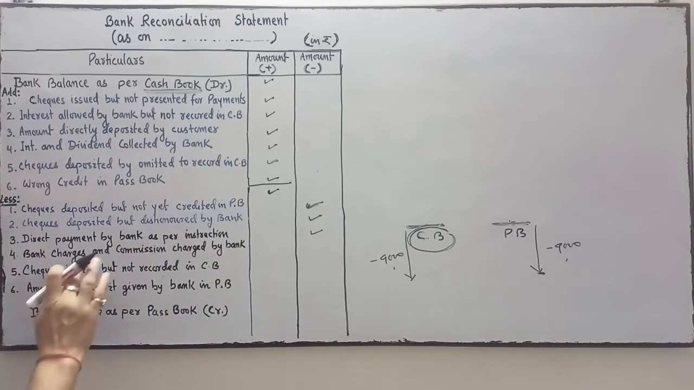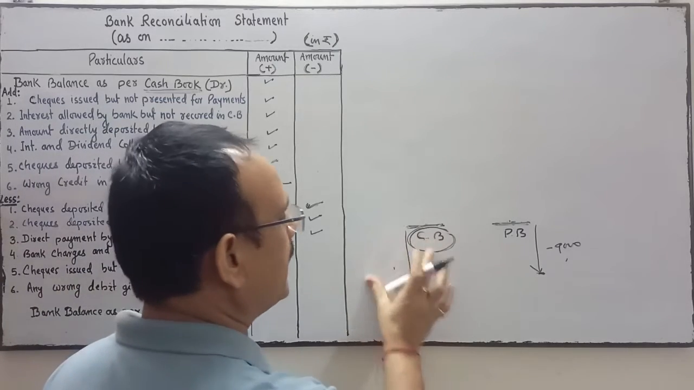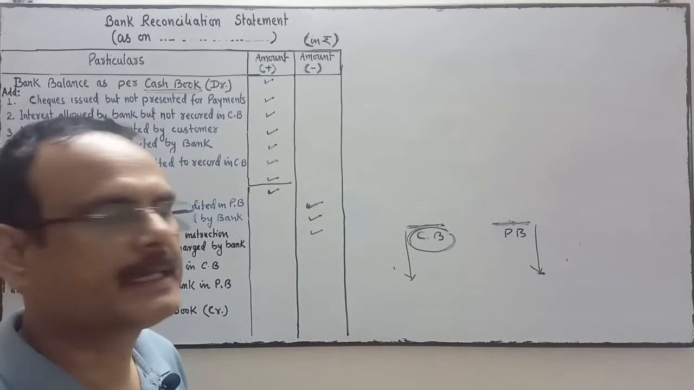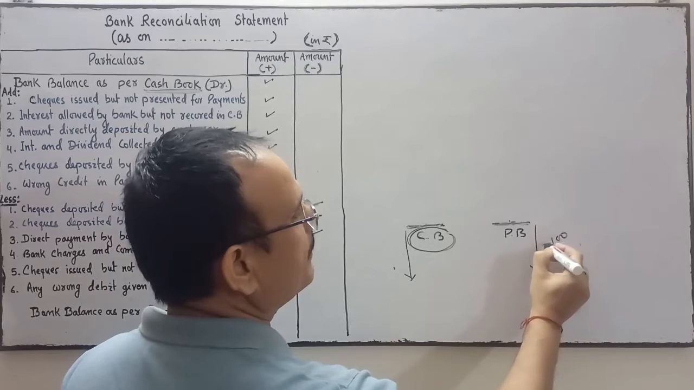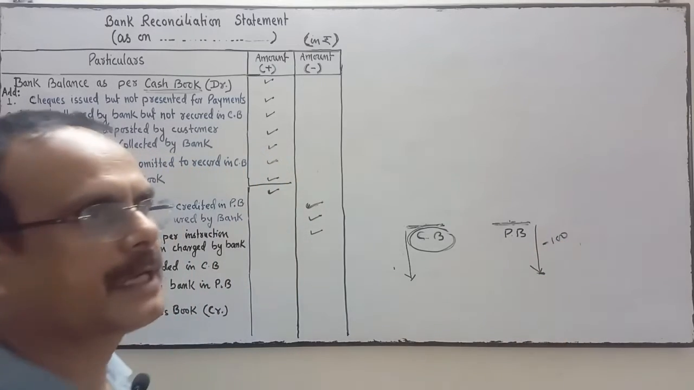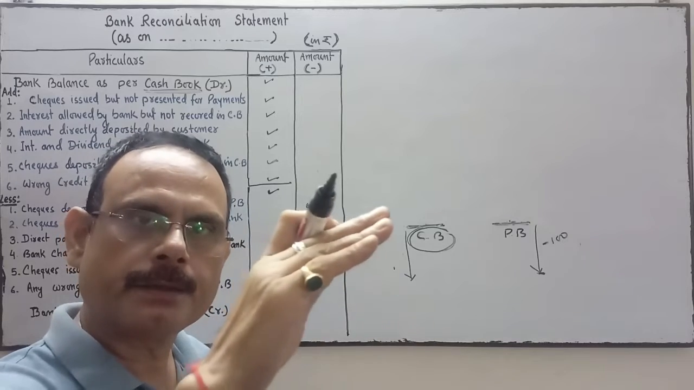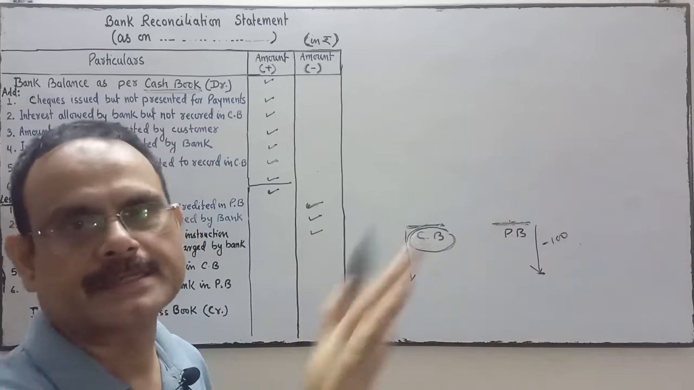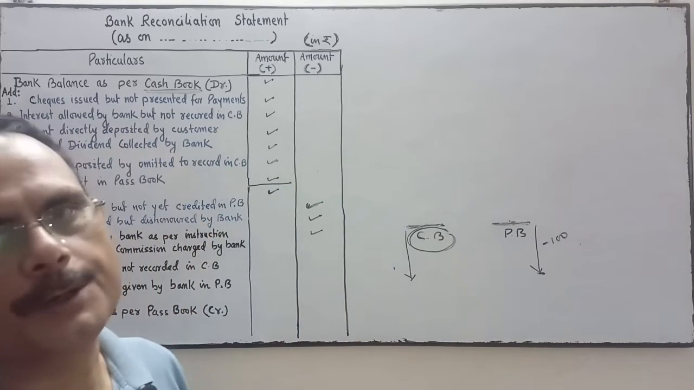Okay. Next is bank charges and commission charged by the bank. Same thing. Suppose 100 rupees is charged by the bank as bank charges and commission. That is debited by the bank in my customer ledger. So the bank balance as per the passbook will reduce by 100 rupees.